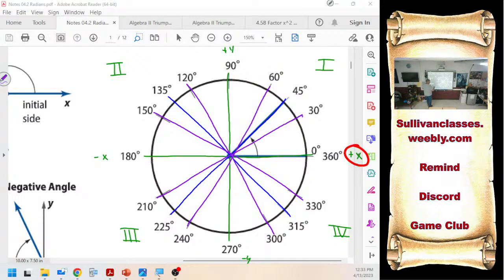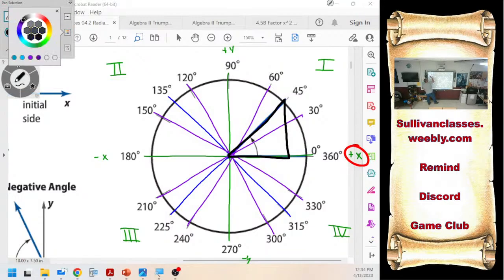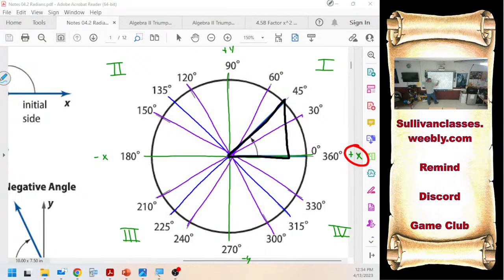Do you see the whole bunch of special triangles in there? Like, here's your 45, 45, 90 triangle. Here's your 30, 60, 90 triangle. Okay? That unit circle is just those triangles on repeat. Okay?